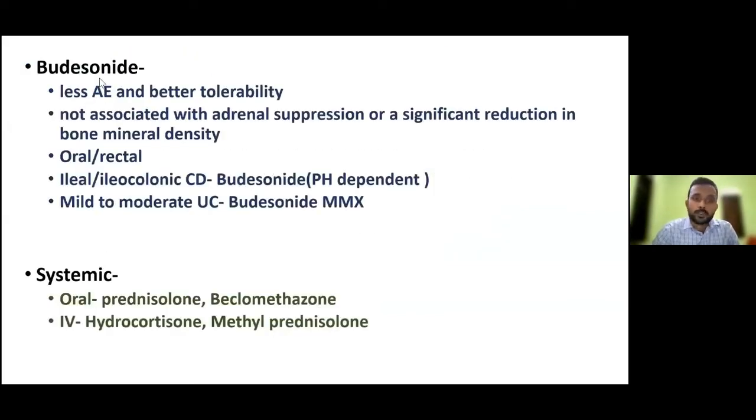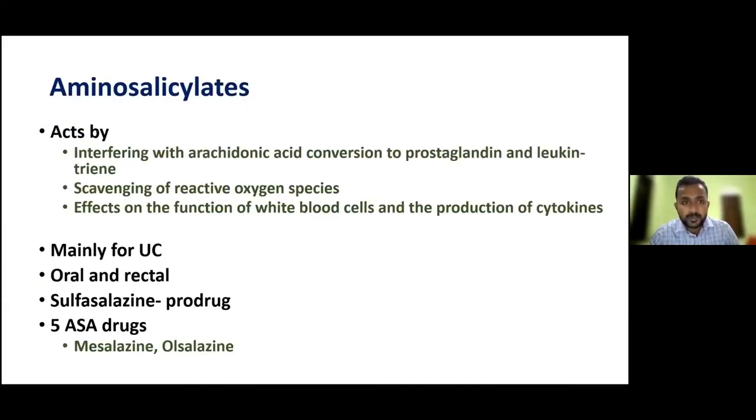So something about budesonide. This is a second generation corticosteroid, which has a very extensive first pass metabolism. Therefore, it has fewer adverse effects and better tolerability, and it is not associated with adrenal suppression or significantly reduced bone mineral density. Both oral and rectal forms are available. I will skip the next few slides.